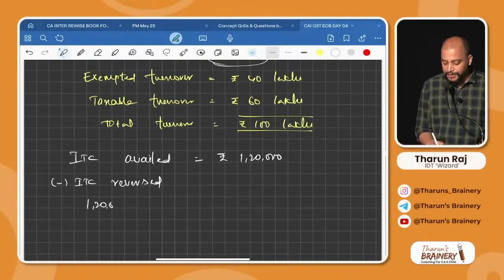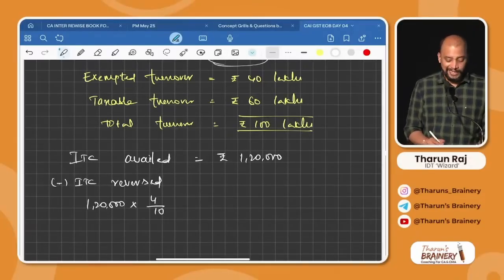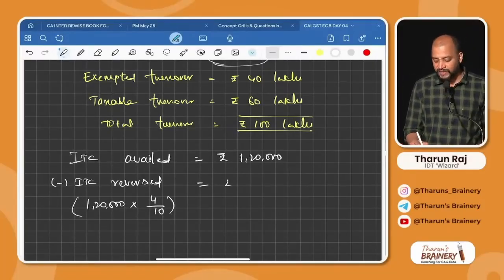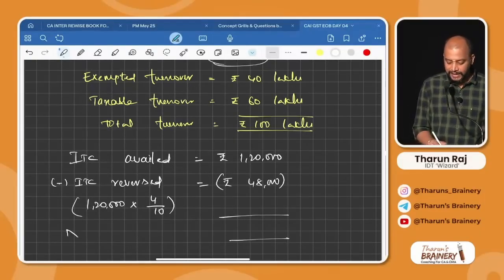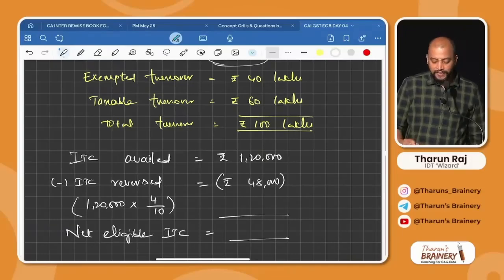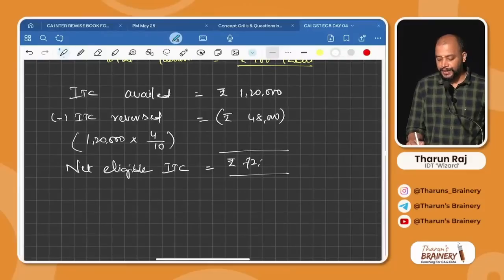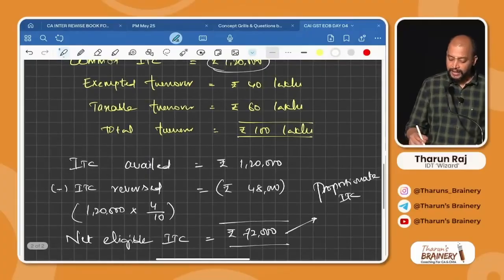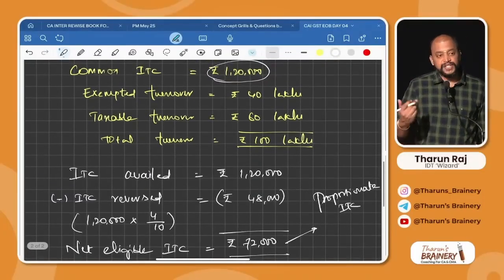So 1,20,000 into what is the exempted? 4 by 10. 4 by 10 will be the proportion related to exempted. So 1,20,000 into 4 by 10 is 48,000. If I reverse 48,000, the balance is net eligible ITC. Net eligible ITC will be 72,000. So this is called as proportionate ITC.